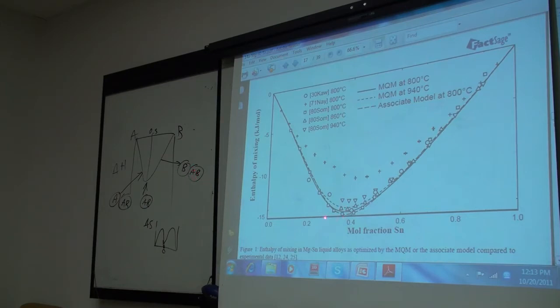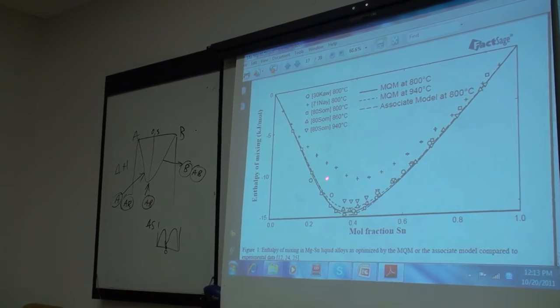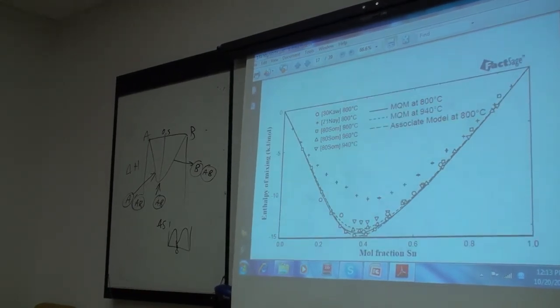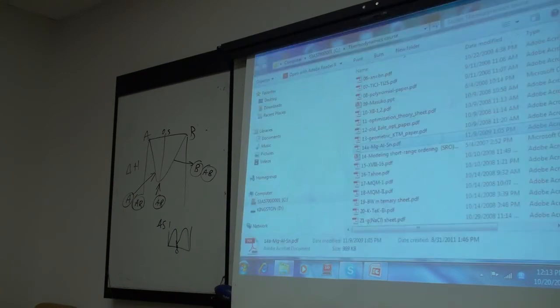But the minimum is not at 33%, it's somewhere between 33% and 50. We didn't here use the associate model, but it gives you the same thing.